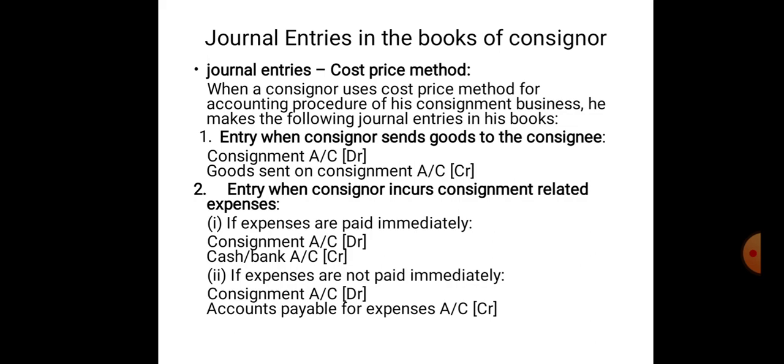And when the consignor incurs consignment expenses and they are not paid immediately, then the entry will be consignment account debit to accounts payable for expenses account. So these are the two entries.